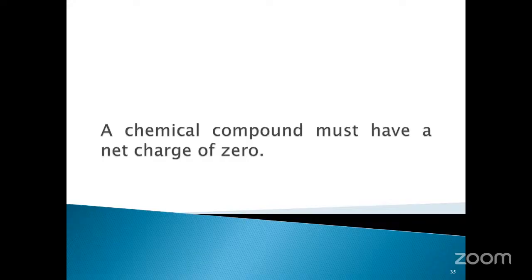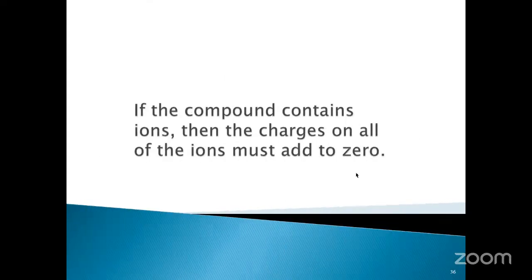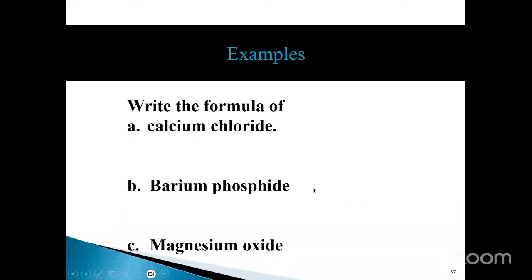The key important thing that you need to remember when it comes to doing this exercise is that the entire compound must be neutral. What does that mean? That means that the total negative charges contributed from the anions must be equal to the total plus charges from the cations, all right? So basically all the charges as a result must add up to 0, all right?